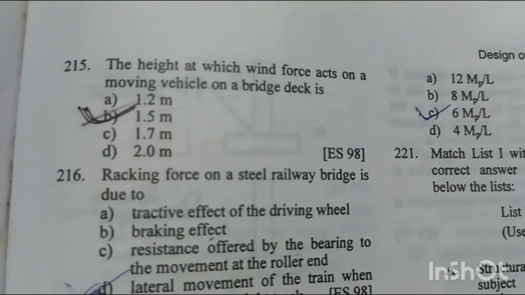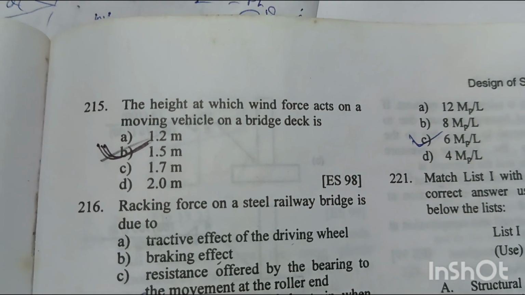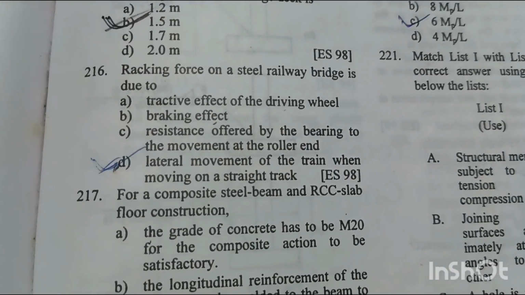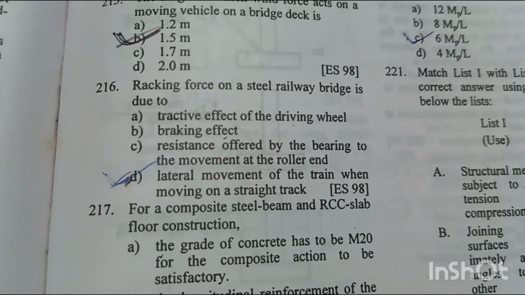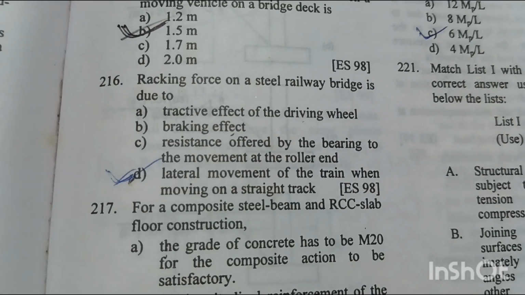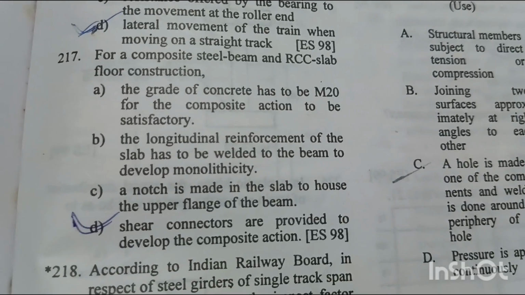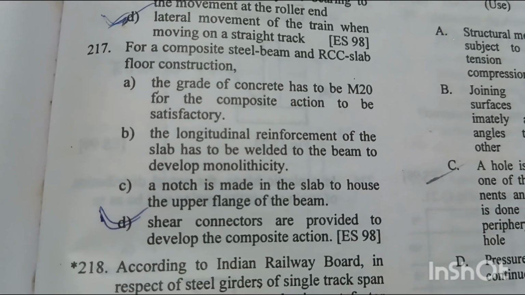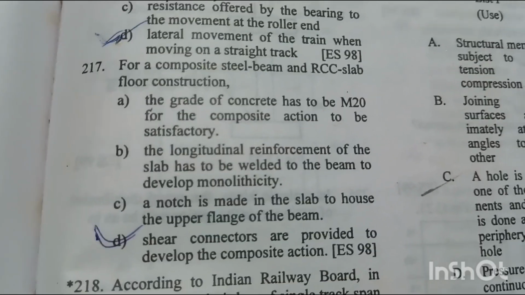Question number 215. The height at which wind forces act on a moving vehicle on a bridge deck is 1.5 meter. Option B is the right answer. Question number 216. Braking force on a steel railway bridge is due to the lateral movement of the train when moving on a straight track. Option D is the right answer. Question number 217. For a composite steel beam and RCC slab floor construction, shear connectors are provided to develop the composite action. Option D is the right answer.